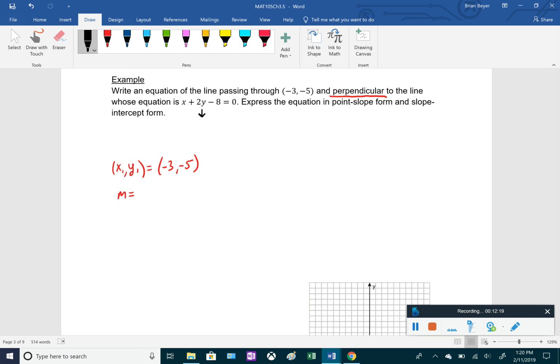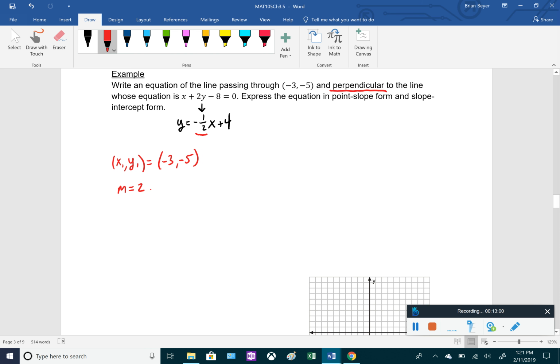First we have to solve this for y to get it in slope-intercept form so we can find the slope. If we subtract x and add 8 to both sides and then divide by 2, I'm just going to do it in one step here. It's going to be y equals negative 1/2 x plus 4. So the slope of this line is negative 1/2. That means the slope of our line is the negative reciprocal of negative 1/2. If you negate a negative, you get a positive, and the reciprocal of 1/2 is 2. So our slope is just 2.